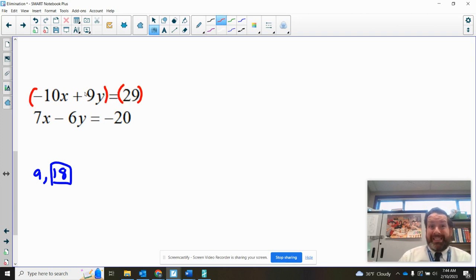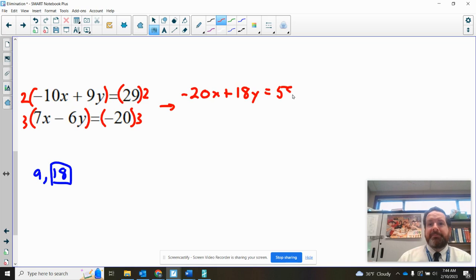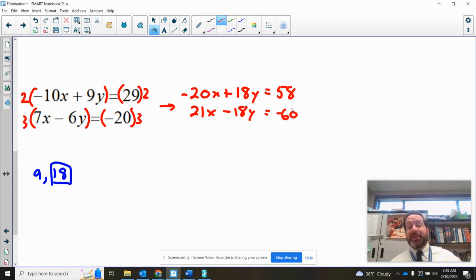That's going to keep my numbers as small as possible. Since the signs are already different, let's just multiply the top by a 2 and the bottom by a 3. Let's look at what happens. That's going to leave me with, on the top, negative 20x plus 18y equals, 29 times 2 is 58. On the bottom, 21x minus 18y, and look at that. There's my set of opposites, and it's the smallest set of opposites I could have, equals negative 60. Now your y's will eliminate when you add them up, and you can solve the system from there.